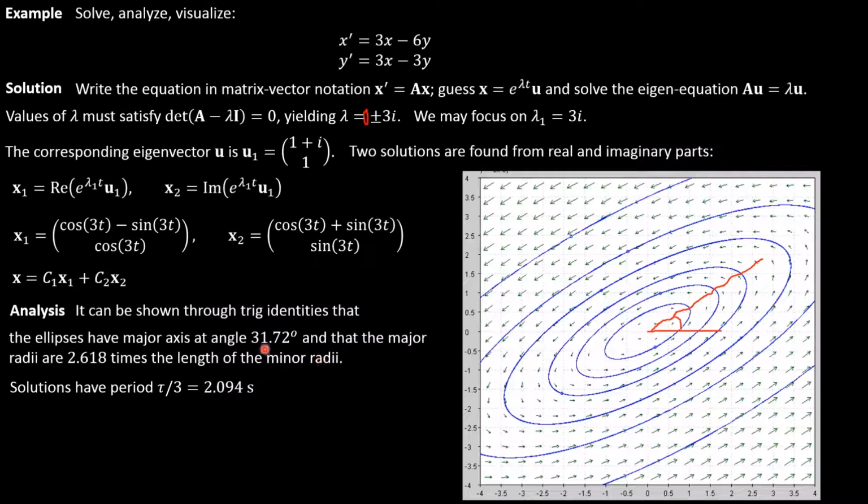On the other hand, the period is pretty easy to figure out. The period is just 2 pi divided by this number. But of course 2 pi is tau. So tau over 3 is the period. So these solutions are traversed with period 2.094 units of time, whatever the units of time are for your model.